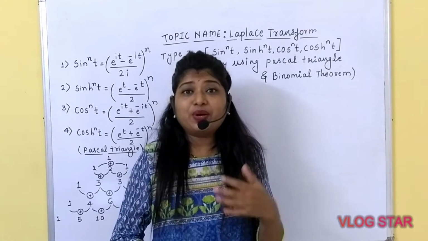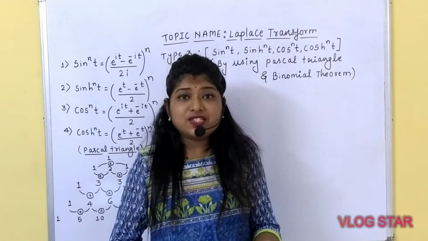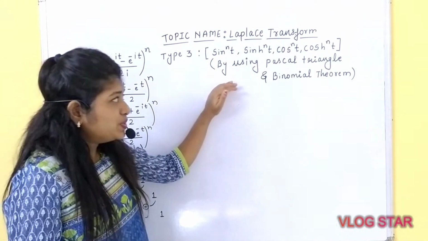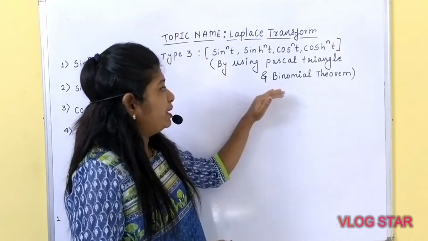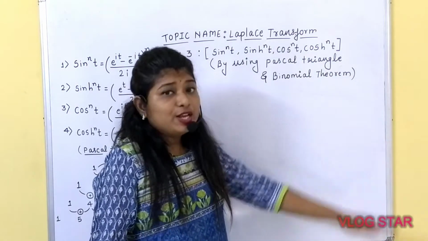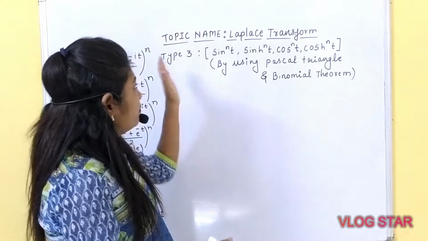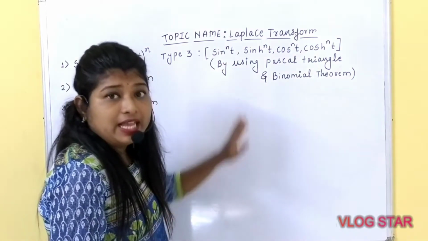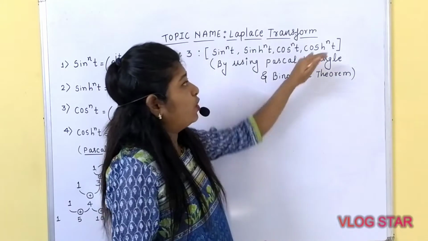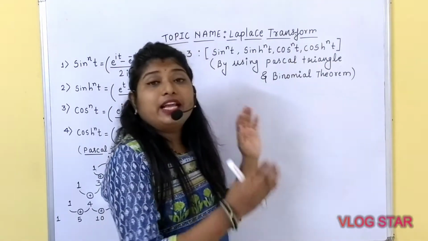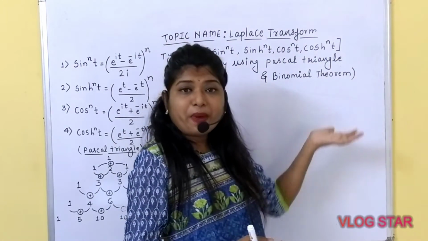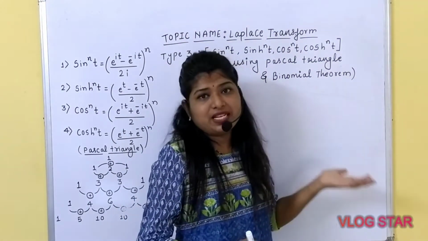In today's video, we are going to learn Laplace transform type number 3. So what is basically that type? By using Pascal triangle and binomial theorem, or we can say binomial expansion. If the given question is in the form of sin raised to nt, sinh raised to nt, cos raised to nt, or cosh raised to nt, then you have to use the binomial theorem or the binomial expansion to find the Laplace transform.